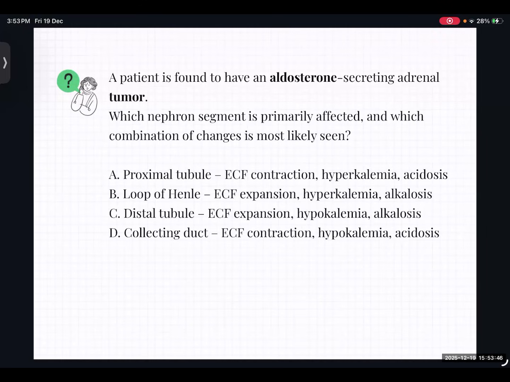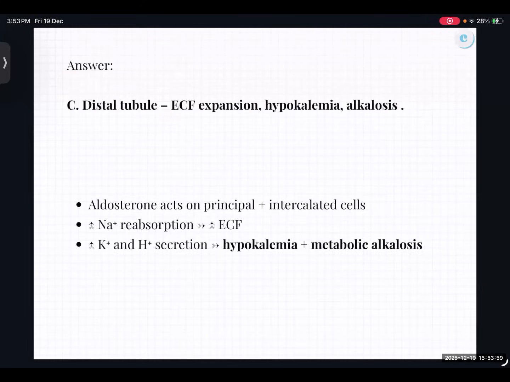We have an aldosterone secreting tumor. We have some guesses. You guys are pretty much very right. It is C. It is the distal tubule. It acts to expand extracellular fluid. It causes hypokalemia and alkalosis, as Hajar discussed. Let's explore how that happens.